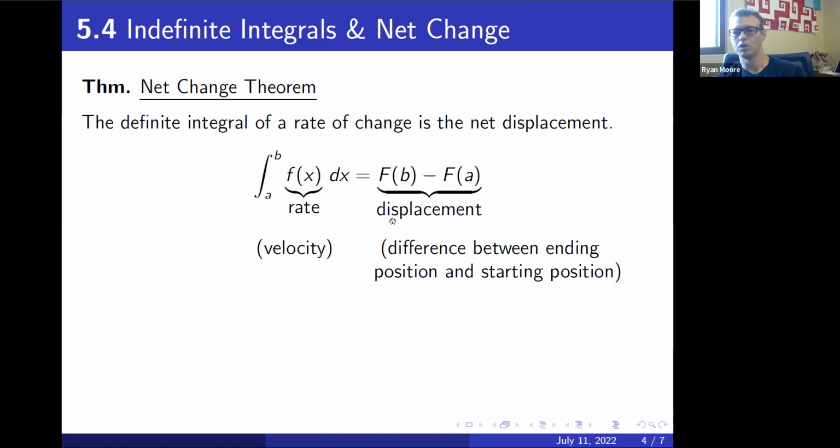Okay. Well, if you found capital F of B, that is the position at the ending time, or you might just say that's the ending position. Capital F of A is the position at the beginning time, or you would probably just say it's the starting position. So ending position minus starting position would tell you how far you've gone, how far you've traveled. Where are you at the end? Subtract where you were at the beginning. That's how far you went, the displacement, if you will.